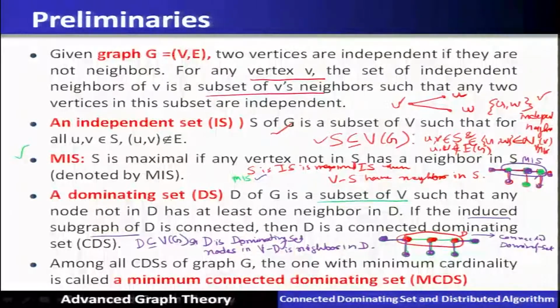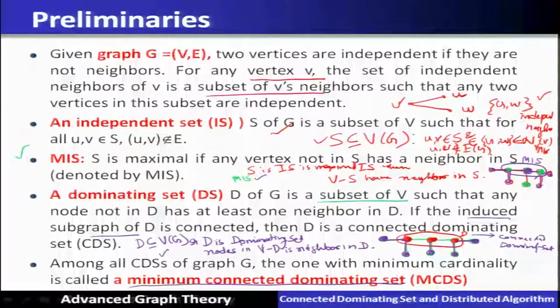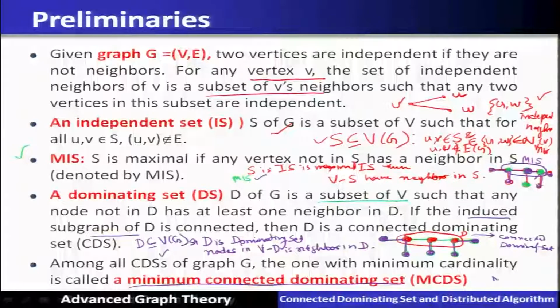Now, among all CDSs, connected dominating sets of a graph G, the one with minimal cardinality is called the minimum connected dominating set. Finding a minimum connected dominating set in a given graph requires exploring a large amount of solution space. Hence, the problem of finding a minimum connected dominating set is basically NP hard.